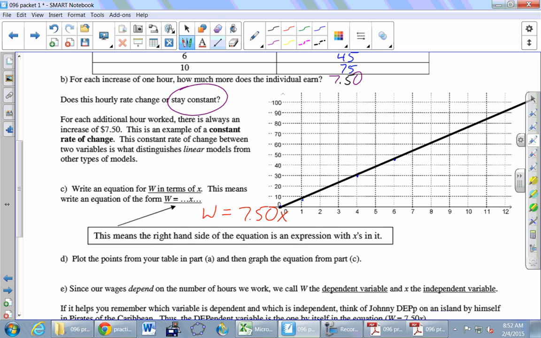Every time we move 1 hour to the right, if we want to get back onto the line, we need to go $7.50 up. And if you are at this point and you move 1 hour to the right, you go up $7.50 to get back on the line. And it doesn't matter where you are on the line, some random point over here, if you move 1 to the right, you move $7.50 up. That is a constant rate of change. Every time you move 1 to the right, you move up by exactly the same amount.